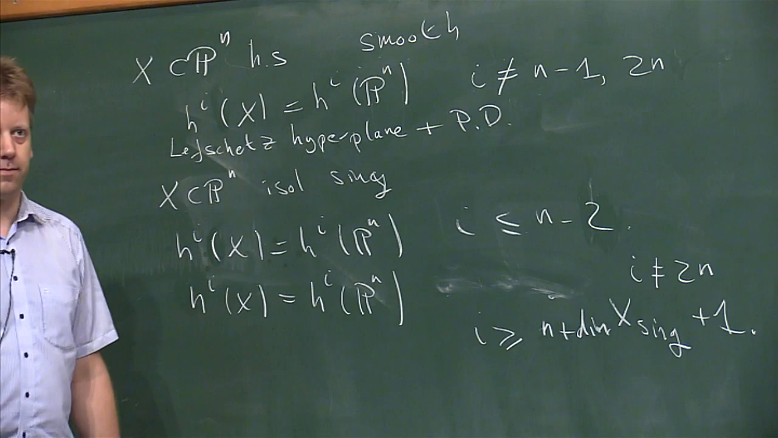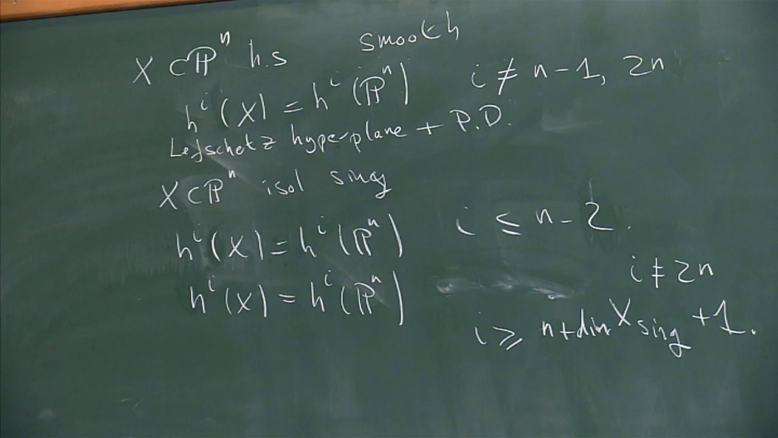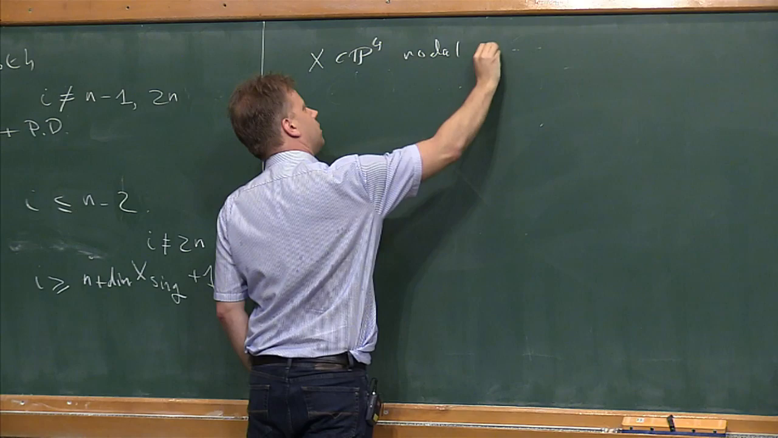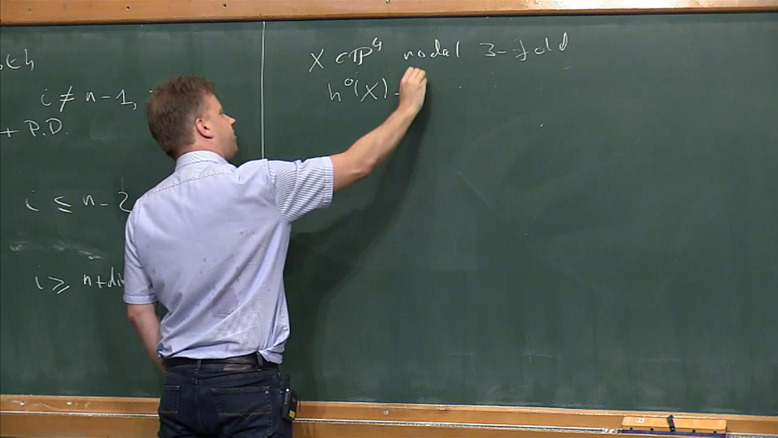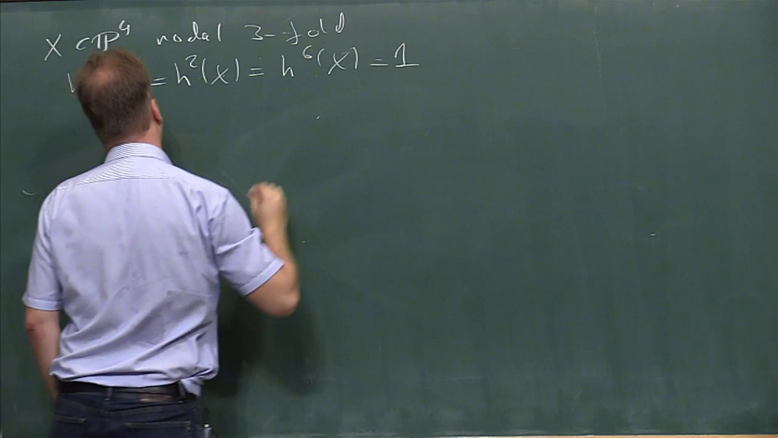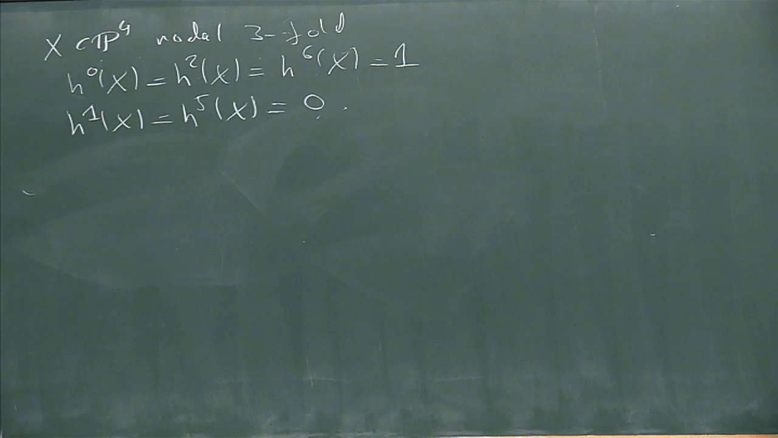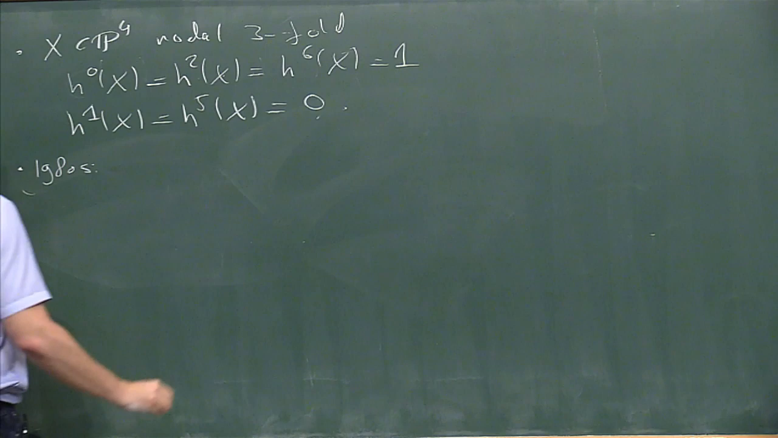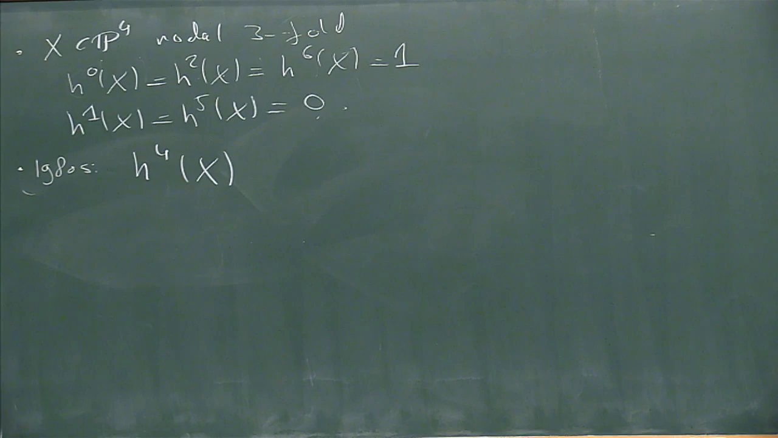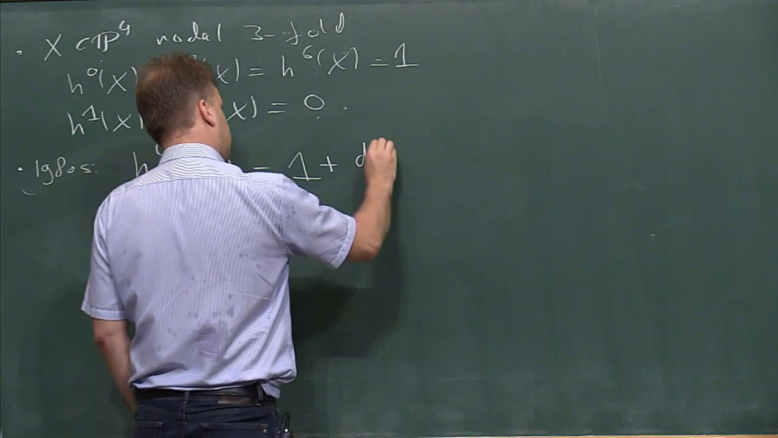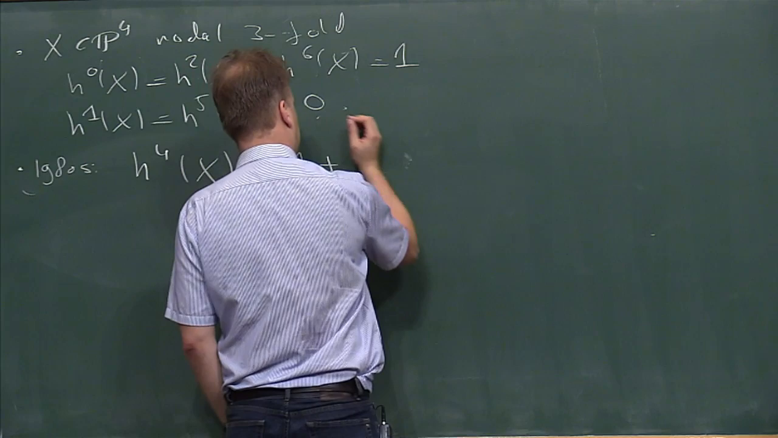So for these threefolds, X in P^4, another threefold, what you will find is that H^0(X), H^2(X) and H^6(X) are one-dimensional, and the first and the fifth Betti number are zero. And now the crucial point, this is a technical result from the 1980s: this fourth Betti number is one plus two quantities I will now explain.